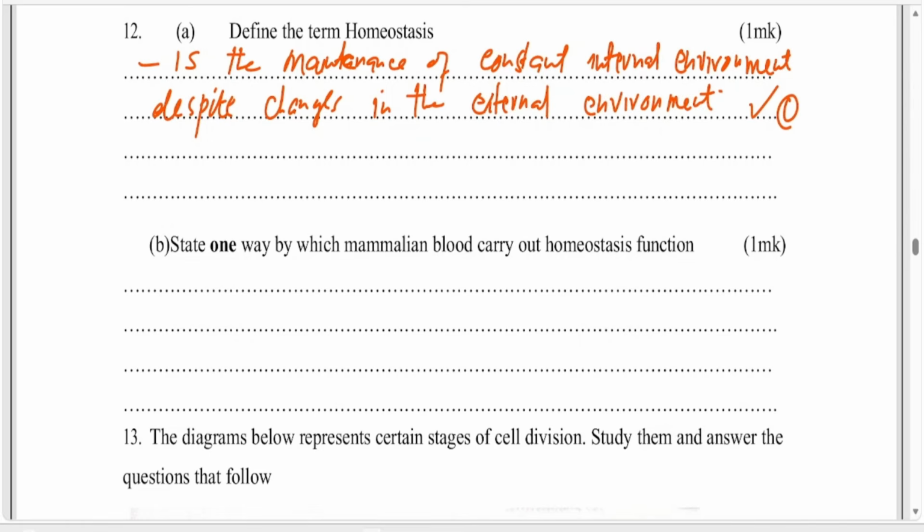Other factors which are maintained at constant, we have glucose levels in the blood. We also have the ions in the body, water, and salts. Those are some of the homeostatic factors which are maintained at constant in living organisms. Let's move to the next question, or part B of this question.